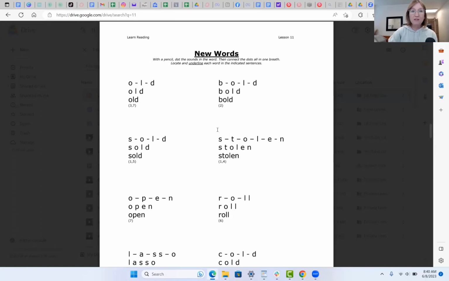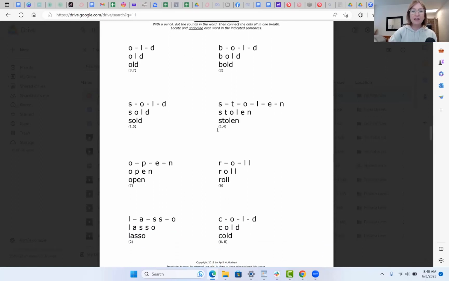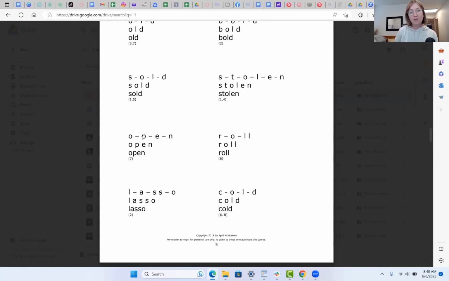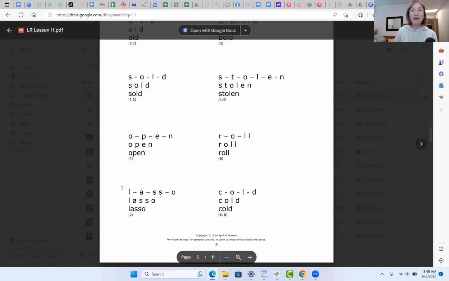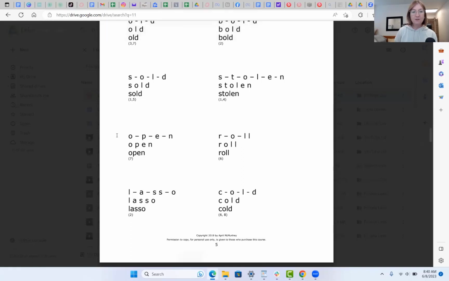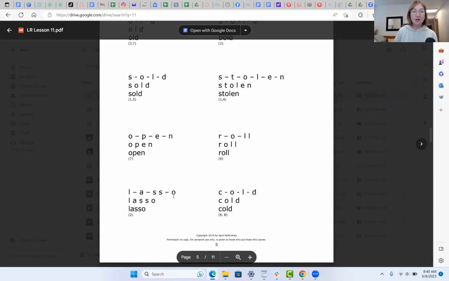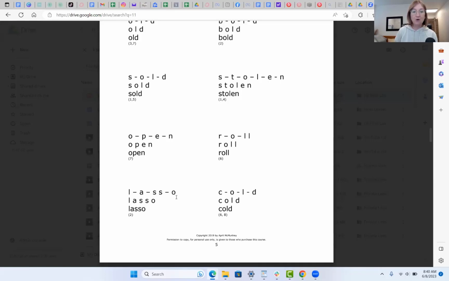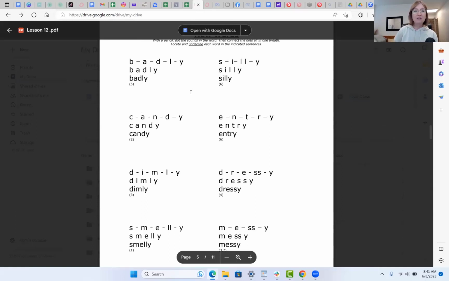Okay, here is our new words page from last time. We did these first 4 together, and now I wanted to make sure that you knew the correct pronunciation of these last 4 words, since those were your extra practice or your homework words. So this first one right here is open, open. This is roll, roll. This would be lasso, lasso. And this is cold, cold. Now on to today's lesson.